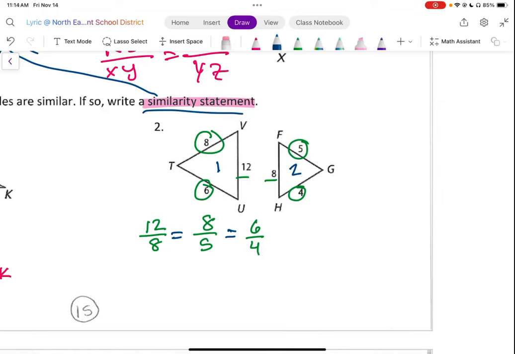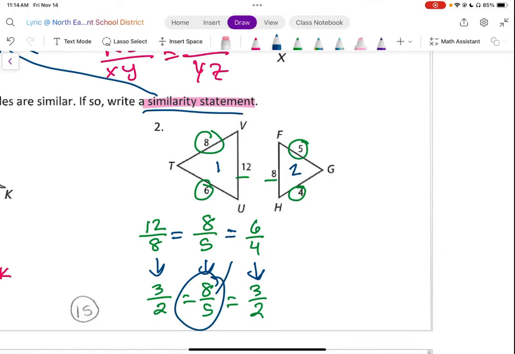So simplifying this proportion here, 12 and 8, this fraction is divisible by 4, so we'd be left with 3 over 2. 8 over 5 cannot be simplified, so it stays 8 over 5. And then 6 over 4 ends up being 3 over 2. So our next question is, are these fractions the same? No, they are not. This middle one is not the same as the others. So these two triangles are not similar.